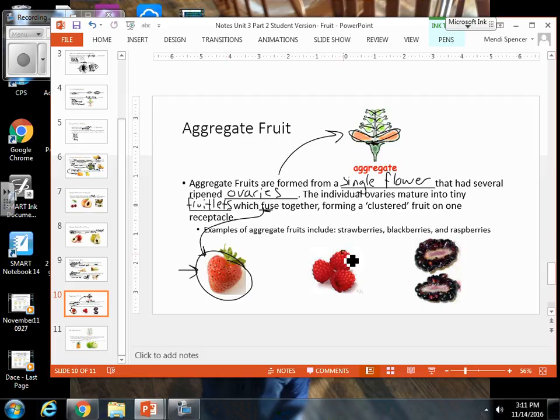Same thing with raspberry. You can see all these little circle parts. These circles are your fruitlets that have all come together to make your single raspberry. And if you look at your blackberry, remember your aggregate fruits, all your ovaries joined together on top of your single receptacle. You can actually see your receptacle in the middle of this blackberry fruit.